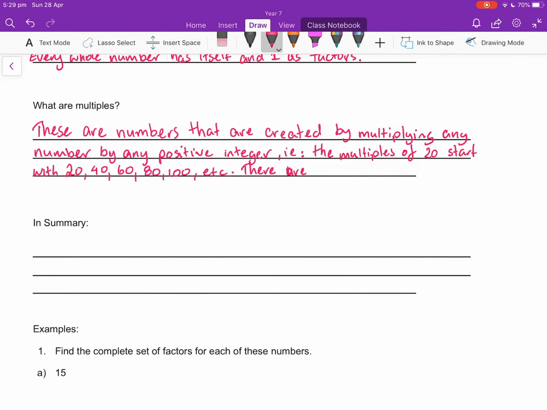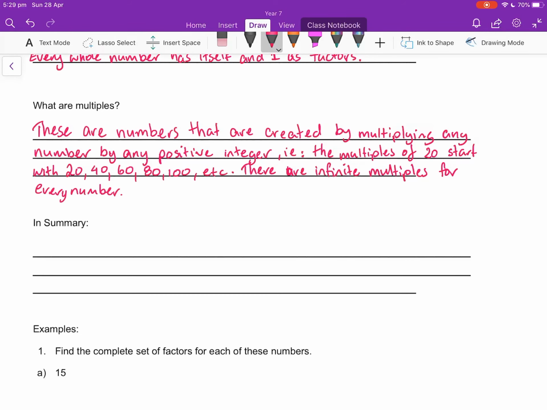Until the end, okay? And something to remember here, there are infinite multiples for every number. Okay, that means that the list never ends. It keeps going and going.